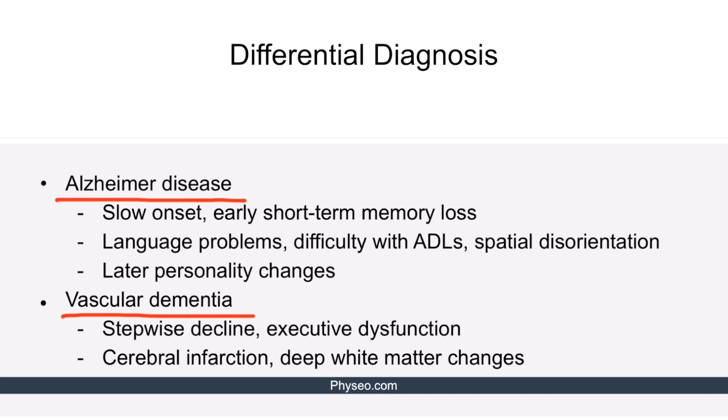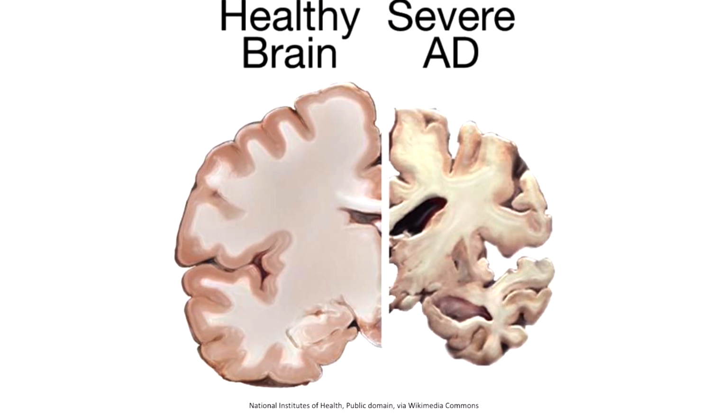Now let's take a look at various findings in patients with Alzheimer's disease and vascular dementia that help make differentiation easier. This picture compares normal brain with the changes in the brain of a patient with Alzheimer's dementia. Typically, patients have diffuse cortical atrophy, as seen here on the right image.